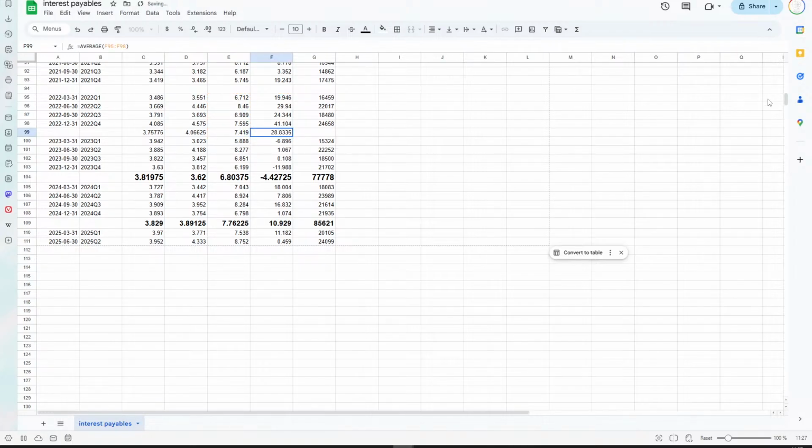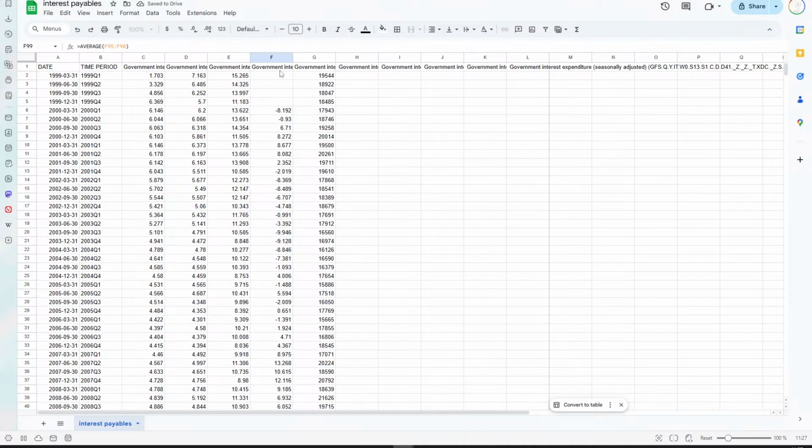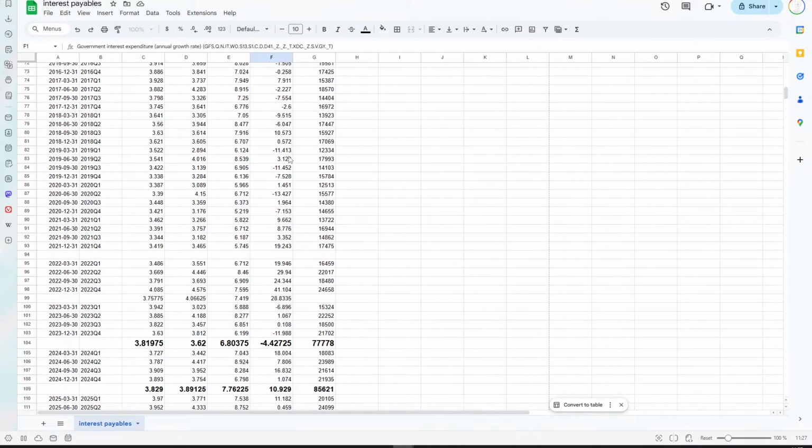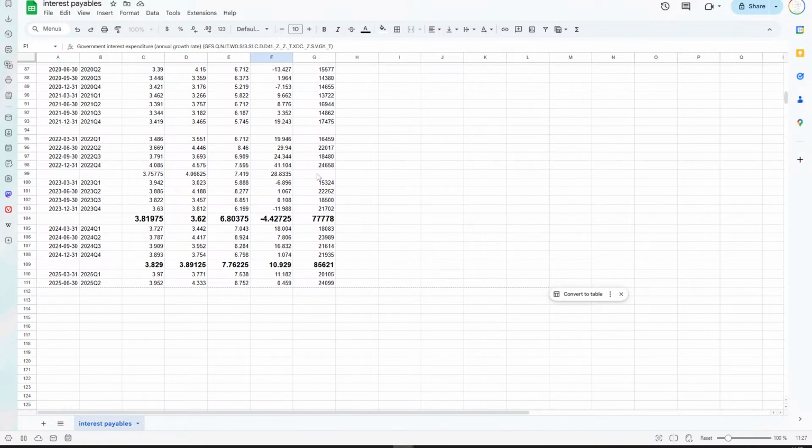Am I doing the right thing here, or what? Interest expenditure, annual growth rate. Okay, yeah, you can average that. Yeah, we sum. Okay, no problem.